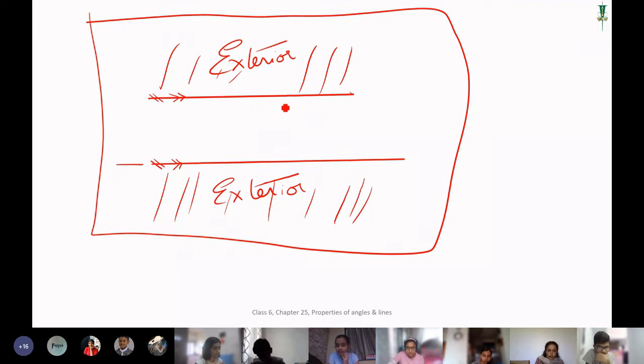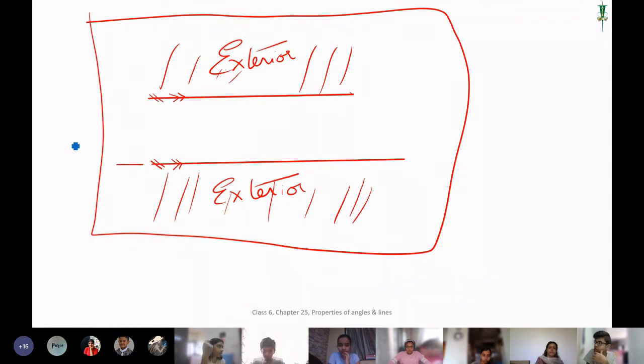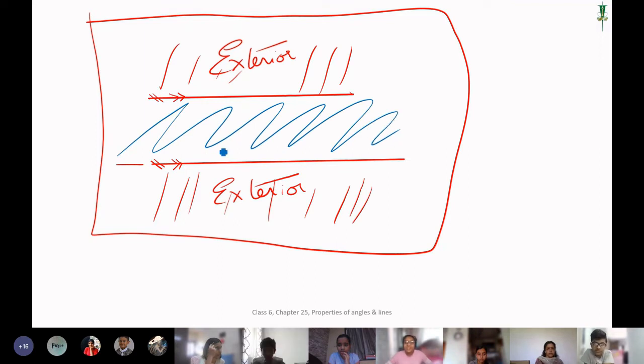The portion that is in between the two parallel lines, what will it be called then? Take a wild guess. Interior. Absolutely, interior, the opposite of it. So this portion is called the interior. Is it very clear what the exterior portion and what the interior portion is as regards parallel lines? This is without the transversal I've shown you.